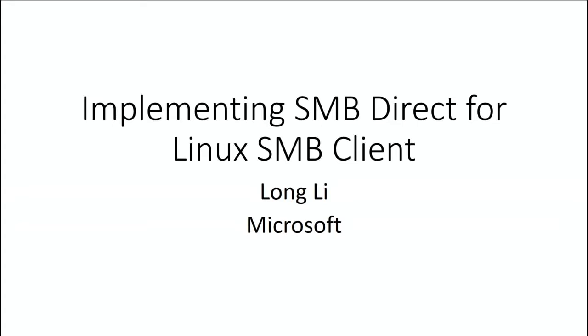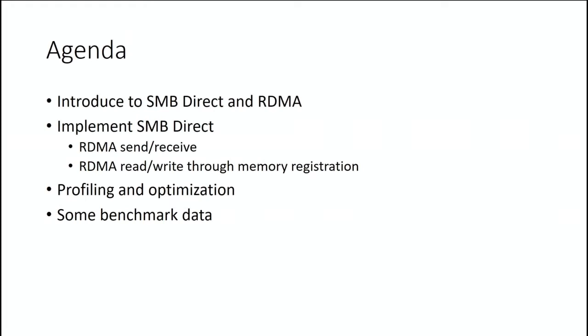Today I'm going to talk about how we implement SMB Direct for the Linux SMB Client. The agenda of this meeting is that first we're going to introduce SMB Direct and general programming with RDMA. Then we're going to talk about how we implement SMB Direct, including send and receive and RDMA read and write through memory registration. And then we're going to look at how we do profiling and optimization of the code, find contentions and make things better. Lastly, we're going to look at some benchmark data we have for this implementation.